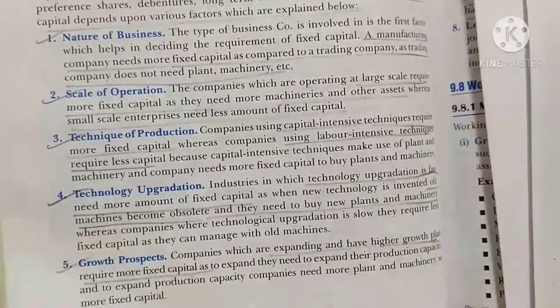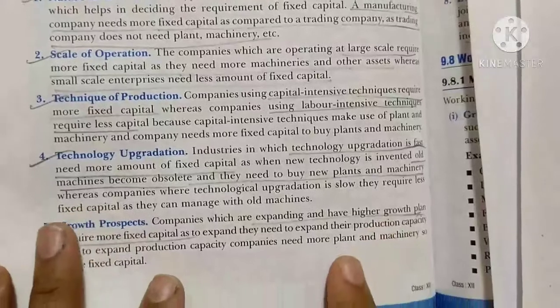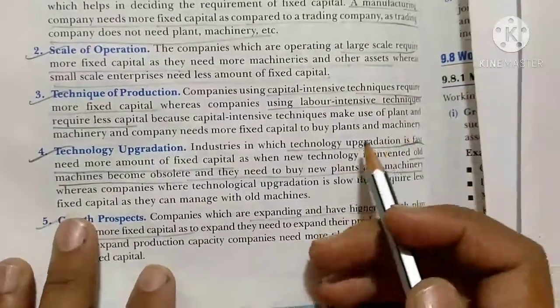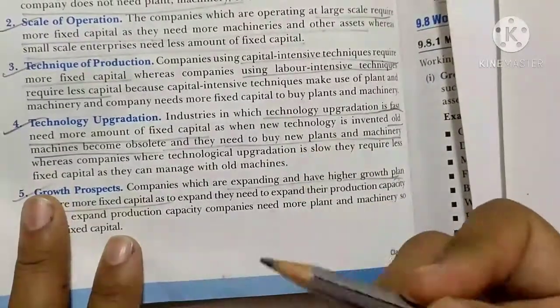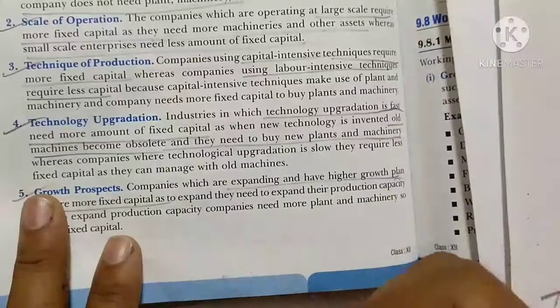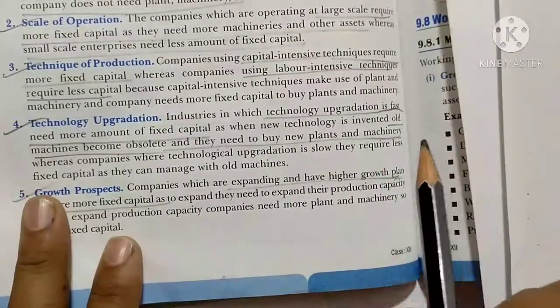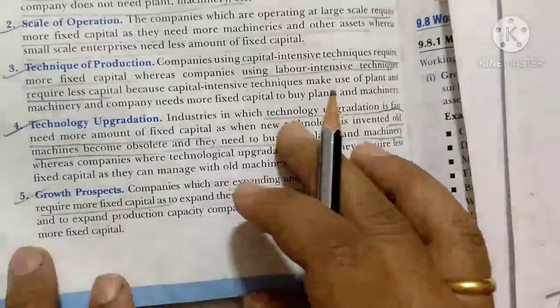Then comes technology upgradation. See, nowadays, as you know, every month or after every 3 months there is an upgradation in the technology. So if you want to use the latest technology, then you need what? Fast upgradation of your technology. In that case, you need more fixed capital compared to those who are not opting for the latest technology.